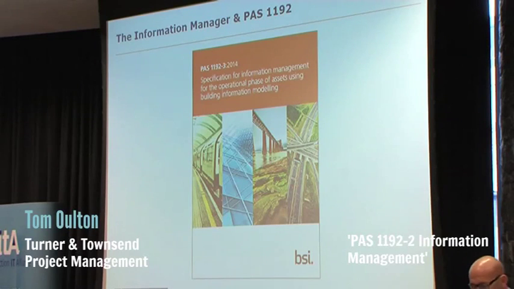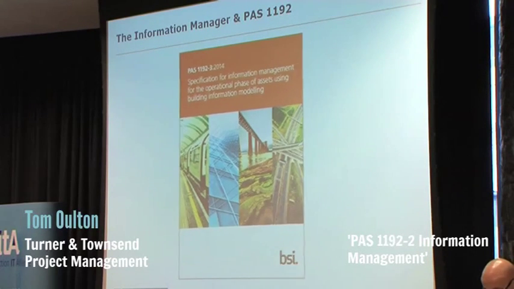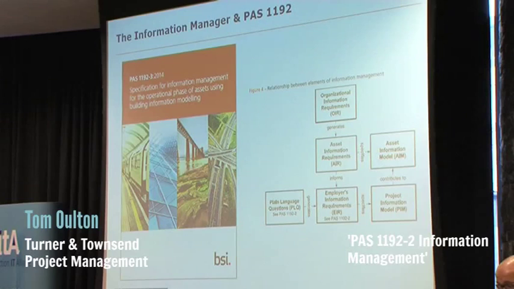Right, so rather than start with PAS 1192-2, the information manager's journey starts with PAS 1192-3. And although the PAS is nominally for an asset's operational phase, it contains this useful diagram of the relationship between the elements of information management. So let's focus on that central column, which covers the various information requirements.